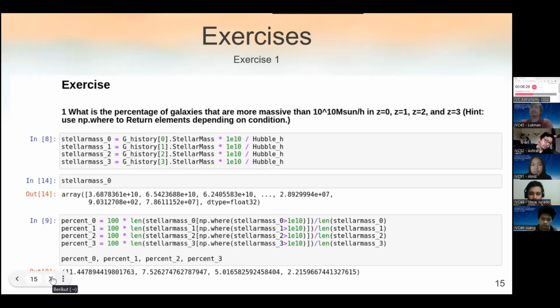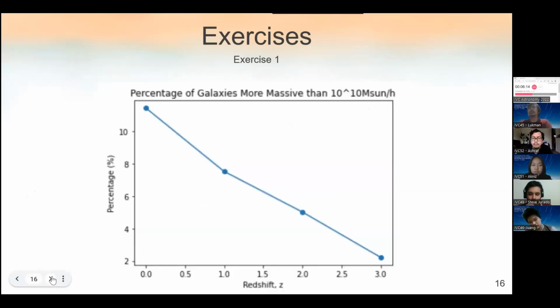To do the first exercise, we just filter out what we want, divide it by the total number of galaxies, and then turn that into percentages. Next slide please. In the plot here, we can see the percentage of galaxies more massive than 10 to the 10 solar mass over the Hubble constant. We see that the percentage of galaxies decreases linearly as redshift increases. Next slide.